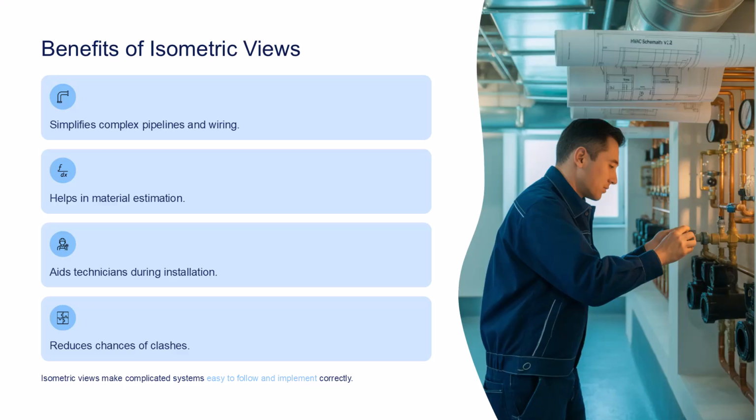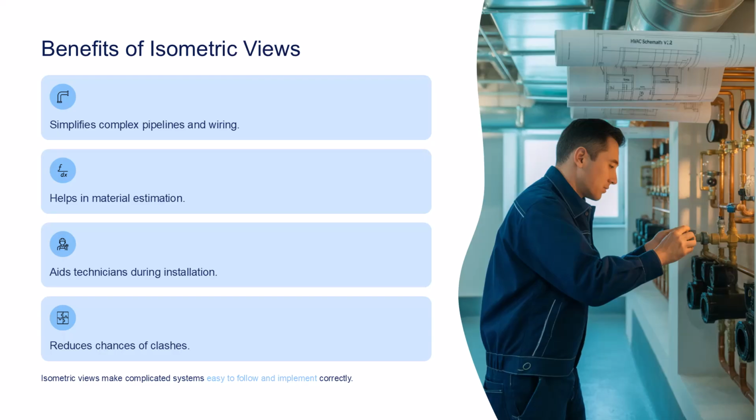Benefits of isometric views. Isometric views also deliver strong advantages. They simplify complicated piping and wiring networks, presenting them in a visual way that is easy to follow. Material estimation becomes straightforward since lengths, bends, and connections are visible. Technicians find them useful during installation because the layout looks realistic.